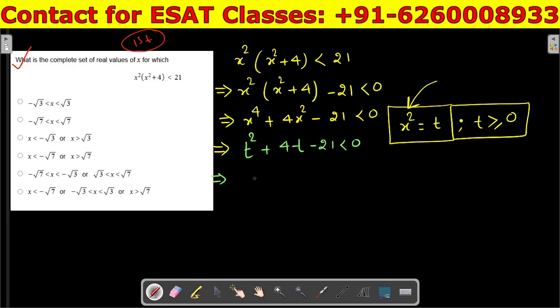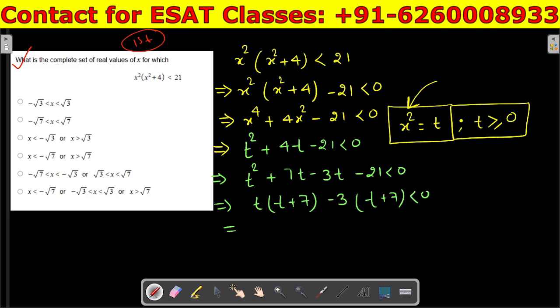Now we can do the factorization. So we can write t square plus 7t minus 3t minus 21 should be less than 0. So this will be t as a common. We will get t plus 7 minus 3 as a common. T plus 7 should be less than 0. So we can write t plus 7 multiplied by t minus 3 should be less than 0.